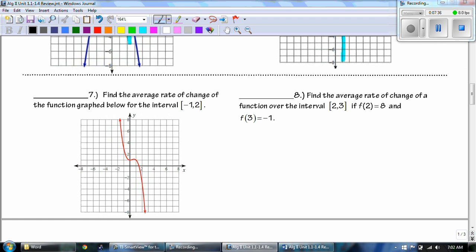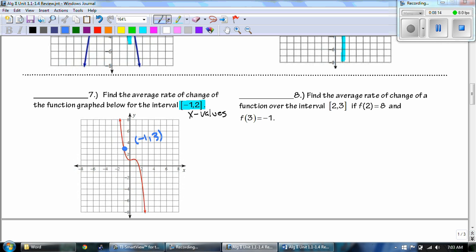Number 7. Find the average rate of change for the function graphed below for the interval negative 1, 2. So the key thing for this is to remember that this is not a point, that these are x values. Okay, so at negative 1, when x is negative 1, I look like I am right there. And that is the point negative 1, 3.